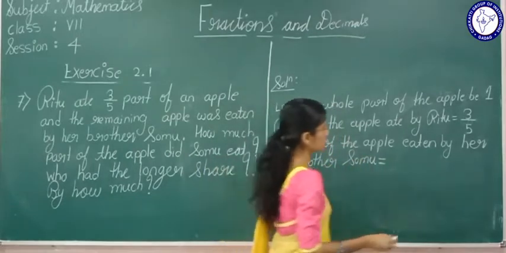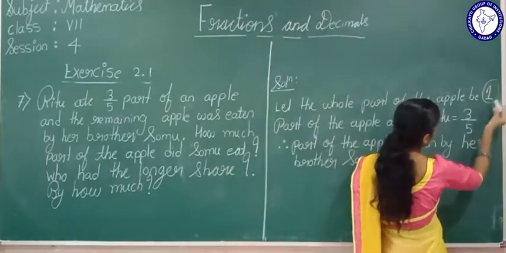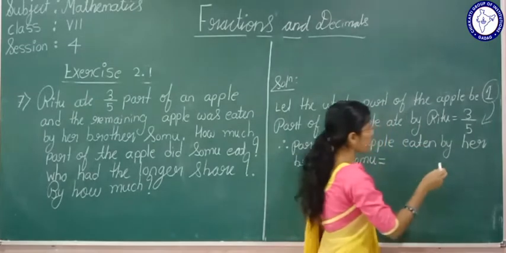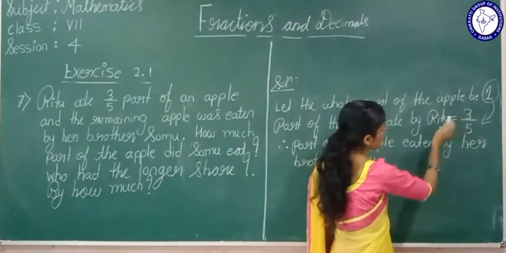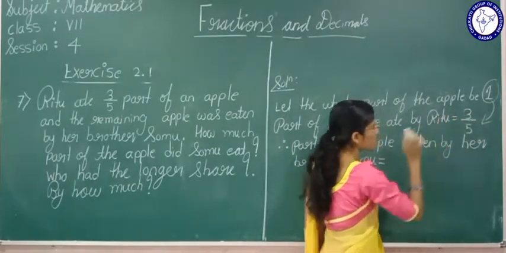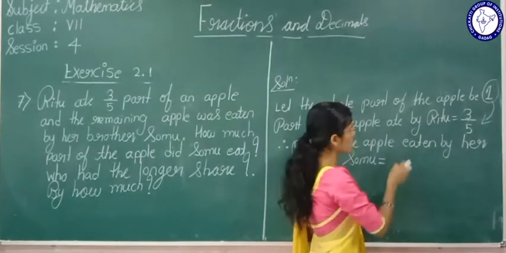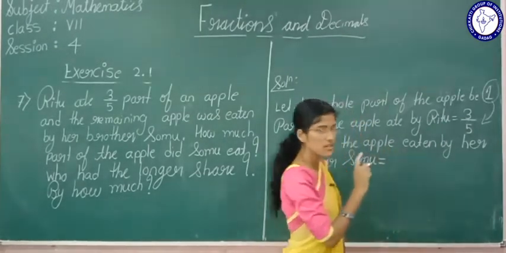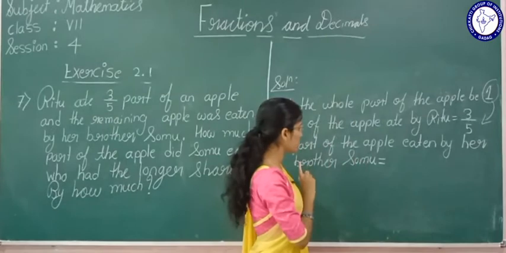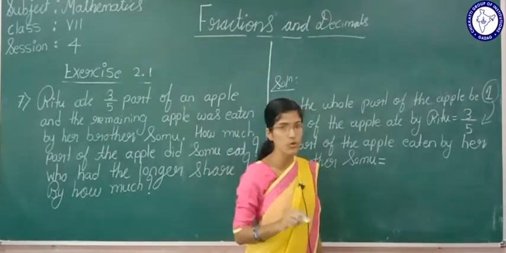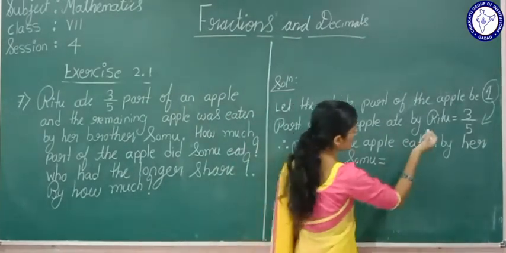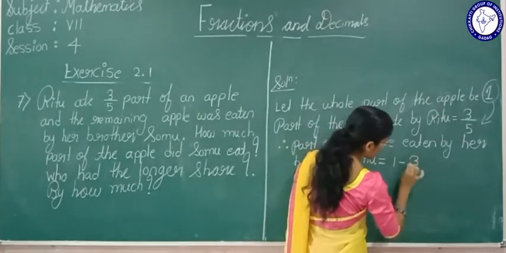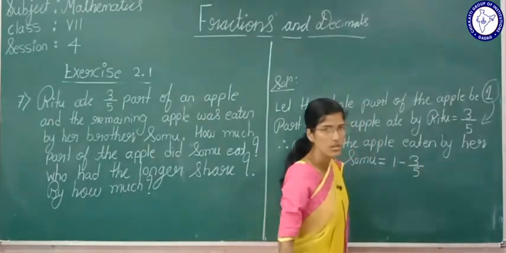see here, in one part Ritu ate 3 by 5 part of an apple. Remaining part her brother Somu will eat. So what we'll do? 1 minus 3 by 5. Yes or no? Now see here.